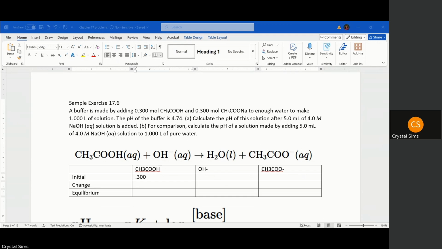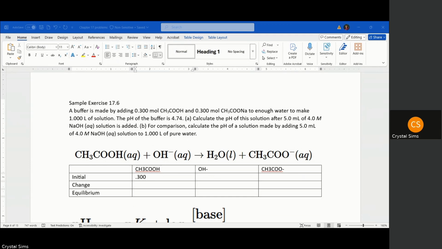We have to figure out how many moles of reactants and products are going to be produced, and then figure out some concentrations from that. So prior to this neutralization reaction, there are 0.300 moles each of acetic acid and sodium acetate, because that's what the components are for our buffered solution.